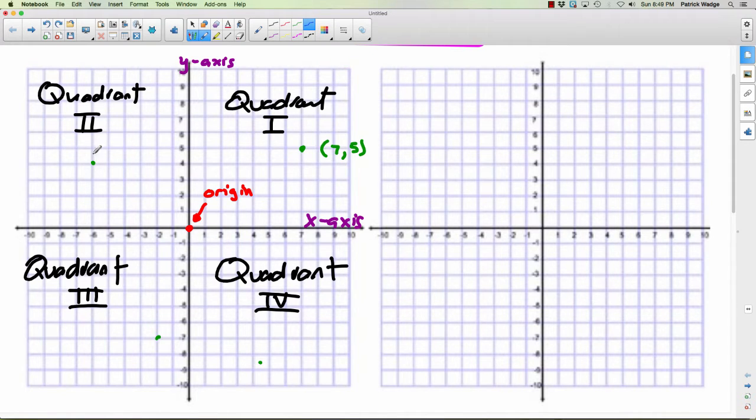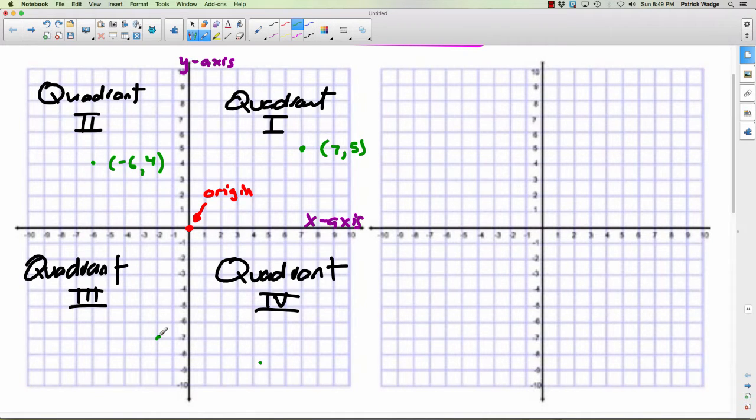All right, let's tackle this point right here. What's that point? Well, you start at the origin and you go 1, 2, 3, 4, 5, 6, but it's not positive 6 because that'd be way up here. It's negative 6. This is a negative direction. This is a positive direction. So this point here is at negative 6, and then you have to go up, so that's a positive direction. 1, 2, 3, 4. So it's negative 6, 4.